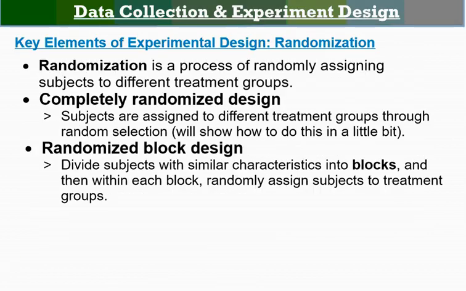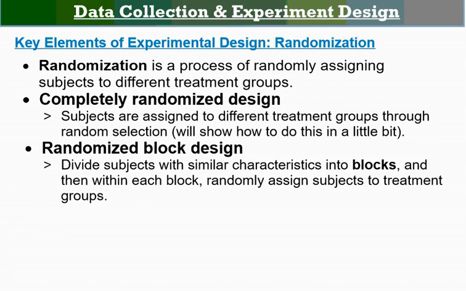The following are key elements of experimental design, the importance of randomization. So randomization is a process of randomly assigning subjects to different treatment groups. You will decide who's going to get the treatment and who is not, and you want to use randomization. A completely randomized design is when subjects are assigned to different treatment groups through random selection. We'll show you how to do this in a little bit.